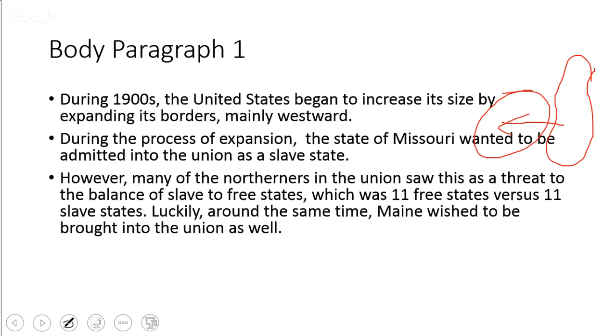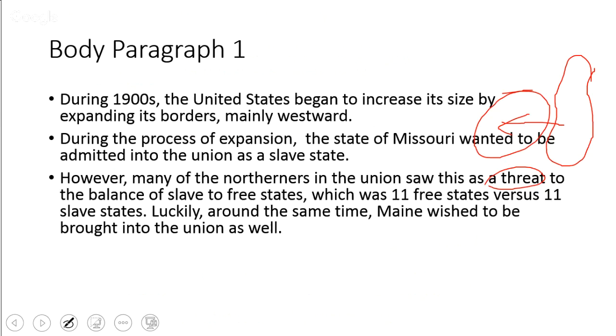So by then, a lot of Northerners in the Union think that would be a threat. Threat means danger. If someone is threatening you, it's kind of like they're trying to scare you, right? So they think it's a danger for the balance of slave to free states. What does that mean? Because we have 11 free states, 11 slave states.